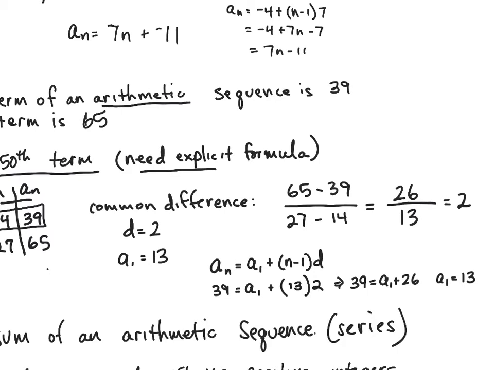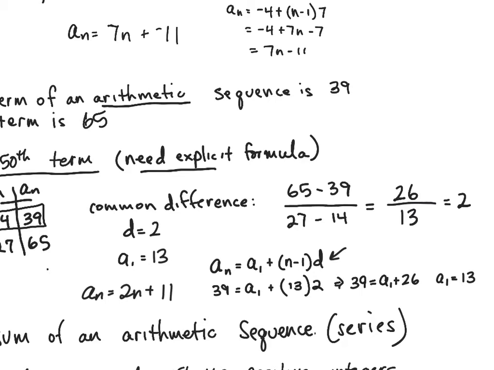We could use this formula here, or we could go straight into the y equals mx plus b notation and say, all right, a sub n, the slope is 2, or the common difference is 2, so it's 2n. And if there was a term in front of the first term, the 0 term, if you will, it would be 11, because that's 2 less than the first term. So there's our nth term, 2n plus 11.